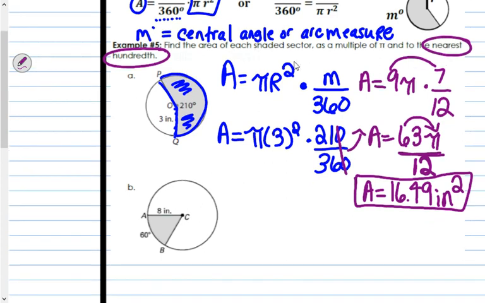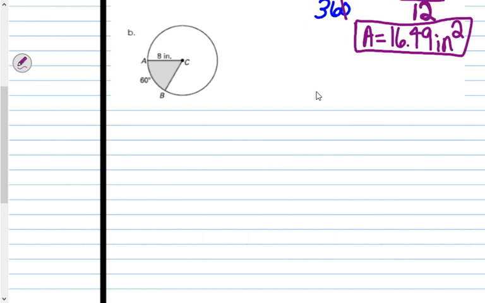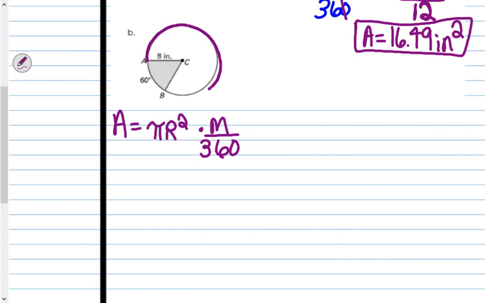Let's do another one. Example 5b. Again, your formula is always area equals pi r squared because you're finding the area of a circle, but you're finding a portion of it. So you need to know the measure of the angle or the arc, and you'll be dividing it by 360 because a circle in its entirety is 360 degrees. Okay, so you're trying to figure out what piece of the 360 do I need.